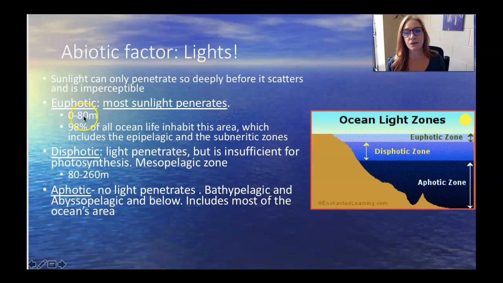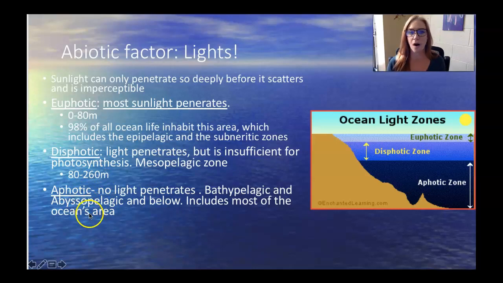And then below the euphotic, we have the dysphotic layer. And this is where light starts to scatter. As the sun penetrates the water, it starts to scatter and get dimmer, and not all colors penetrate either. And so this, the dysphotic, there's some light, it's dim, but not enough for photosynthesis, and this is down to about 260 meters. And then after that, it's boy howdy dark.